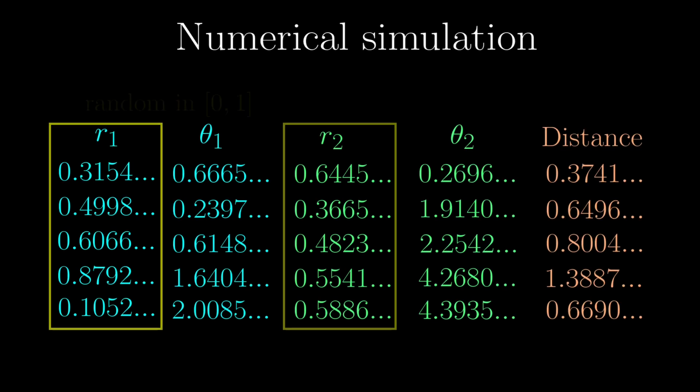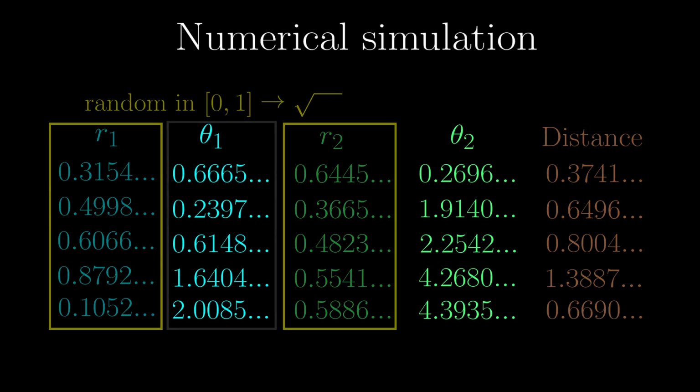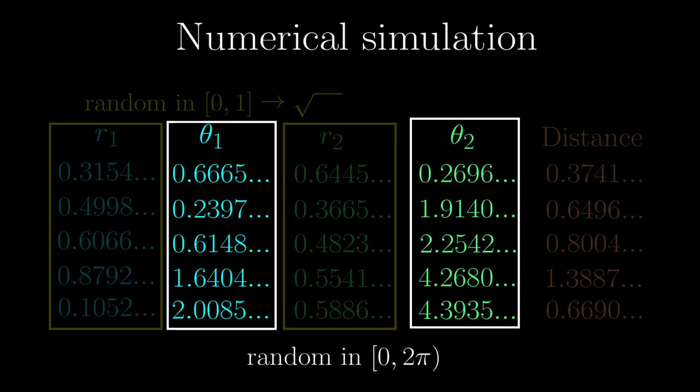So in the numerical simulation for R1 and R2, we generate a random number, then square root it. What about θ1 and θ2? Do we need to do anything to it?